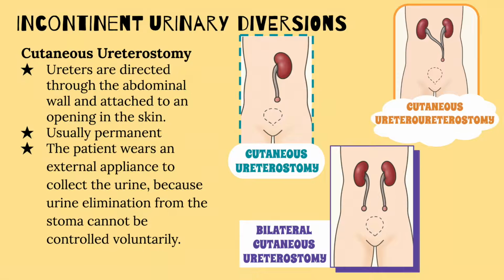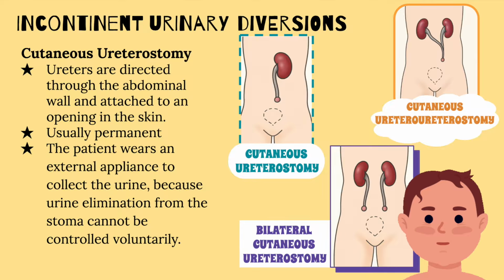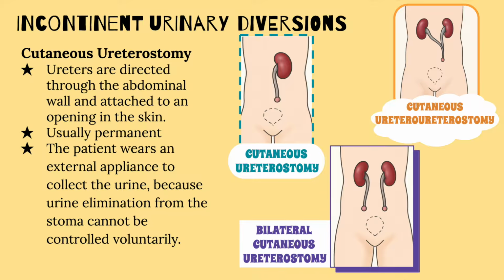A cutaneous ureterostomy is another type of incontinent urinary diversion in which one or both ureters are directed through the abdominal wall and attached to an opening that is surgically created in the skin. These cutaneous diversions are usually permanent, though you may see them temporarily placed in your pediatric patients. Nonetheless, the patient wears a urostomy bag to collect the urine because the patient doesn't have any control over when urine is excreted from the stoma.